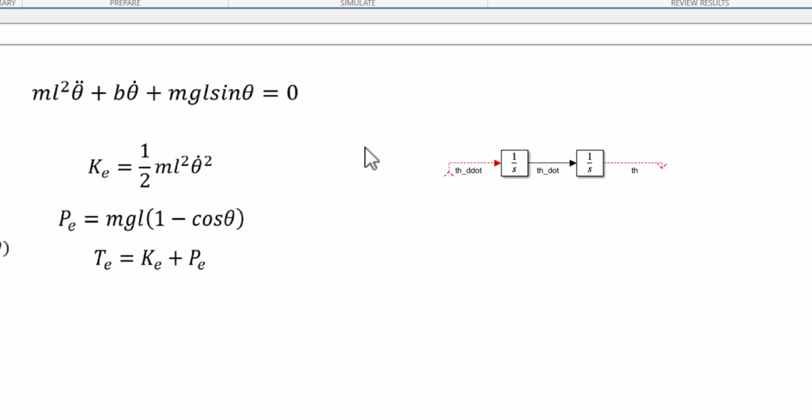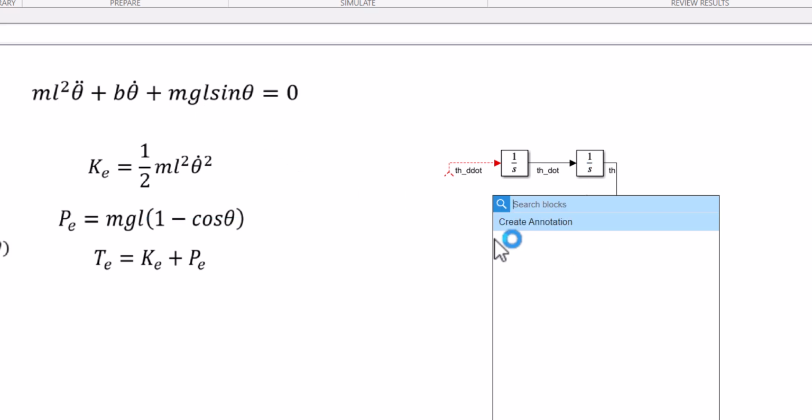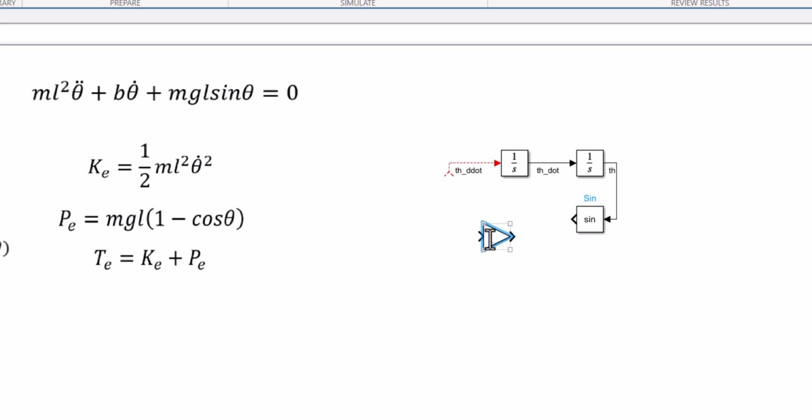Okay, so this differential equation says that sine of theta should be multiplied with mgl. So I'm going to provide this theta to the sine function. I can take the sine function over here. I have rotated it and supplied it with theta. And then it should be multiplied with mgl. So I need a gain. Once again, I'm going to rotate it. Now the value of this gain should be mgl.